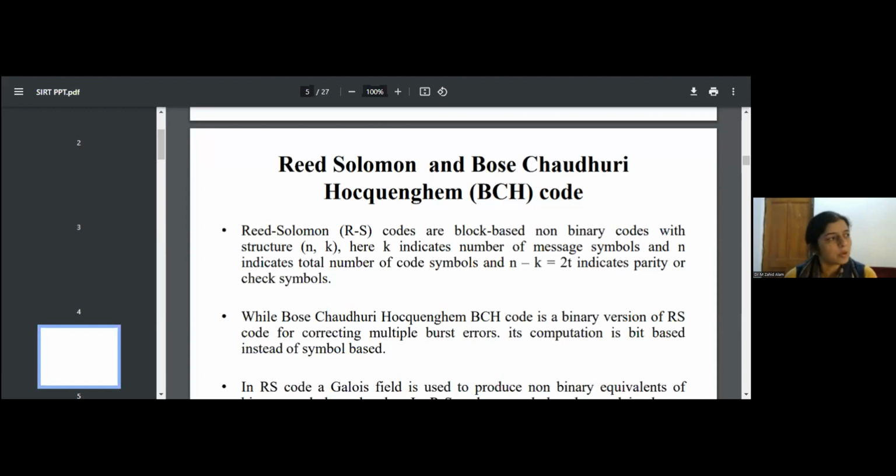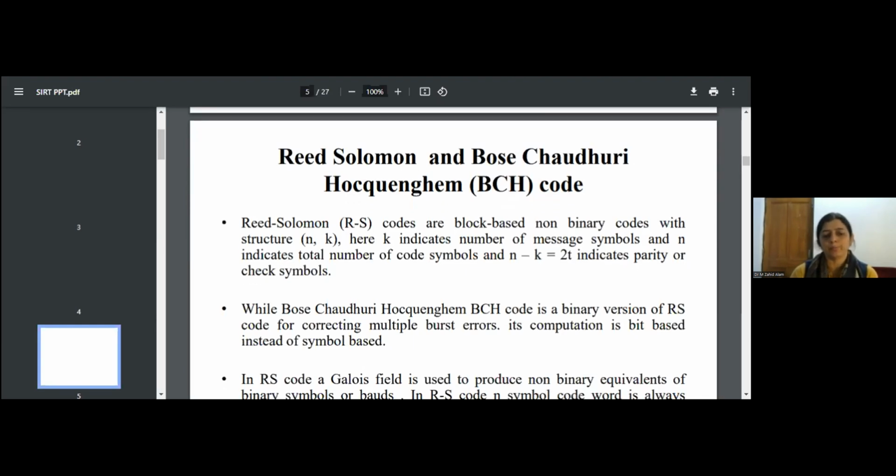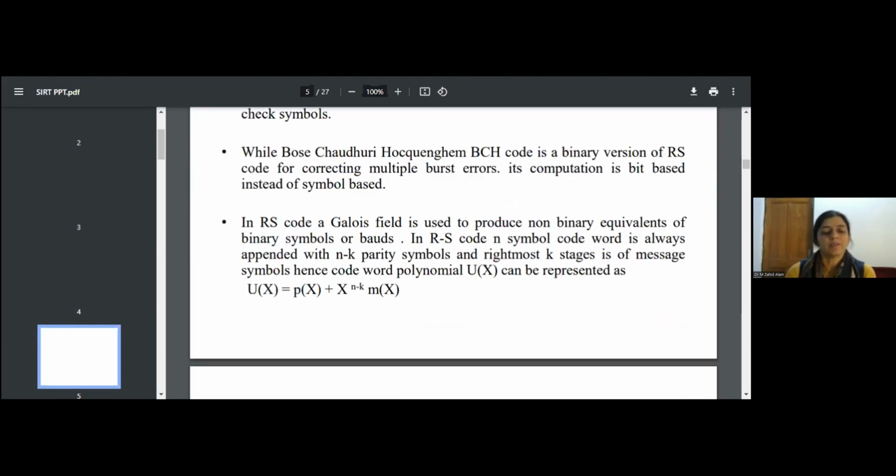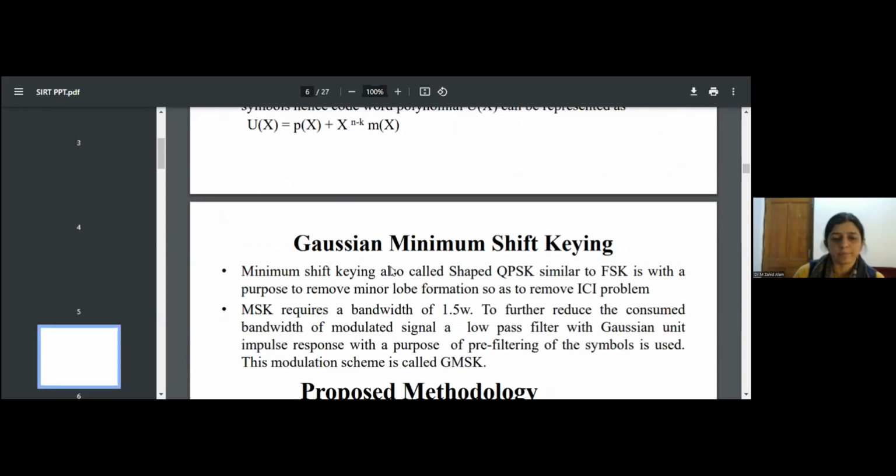While BCH code works over the binary stream, it is not a non-binary code, it is a binary code. And both are basically structured codes. Structured means there is a system between the presence of parity symbols and message symbols.